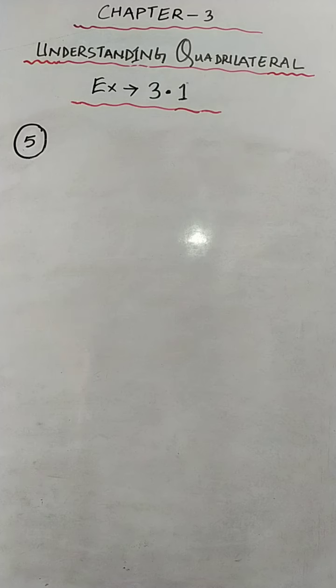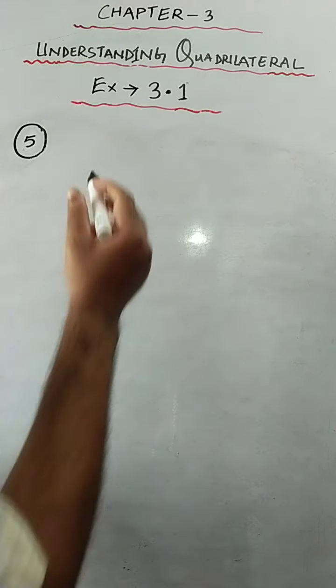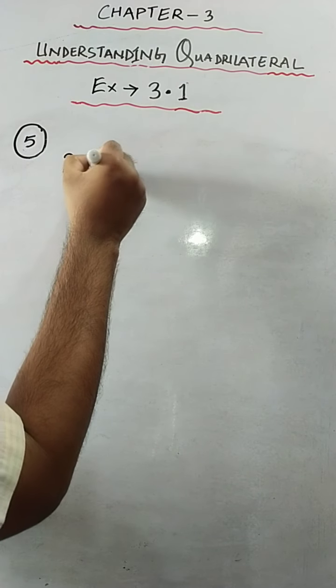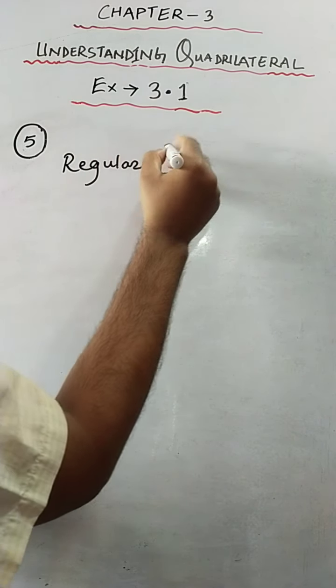Hello students, so today I am going to explain question number 5 and 6 of exercise 3.1, chapter Understanding Quadrilaterals. Now in question number 5 they have asked what is a regular polygon. So we have already discussed a regular polygon, so we have to define it, students. So what is a regular polygon?